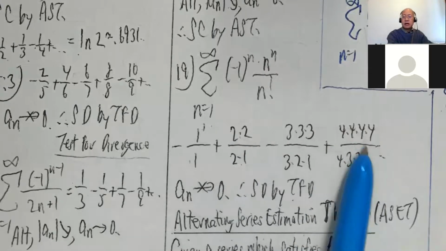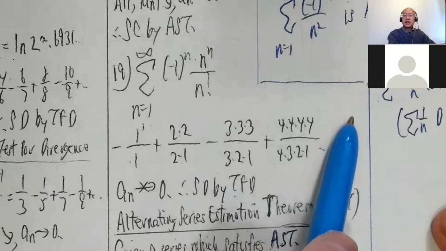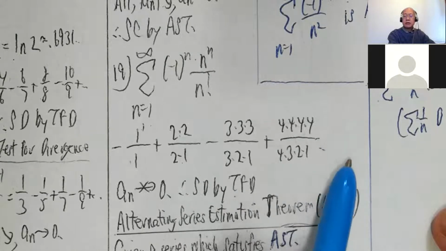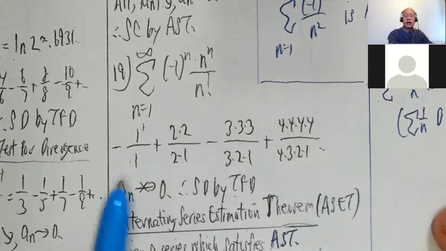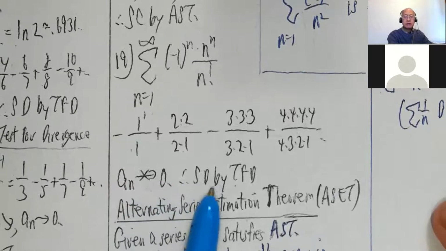The next one is going to be 5, 5, 5, 5, 5 divided by 5, 4, 3, 2, 1. The top's going to win. The next one, you'll have 6 sixes on top. The bottom is 6, 5, 4, 3, 2, 1. So a sub n's do not approach 0. Therefore, the series diverges by the test for divergence.